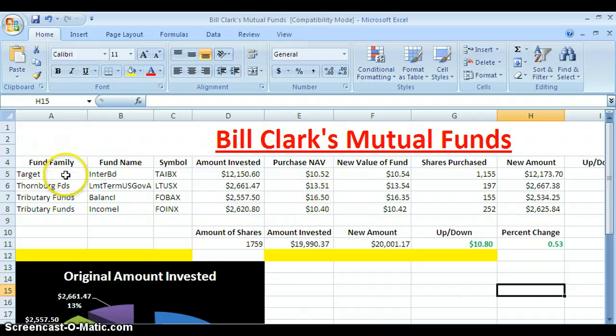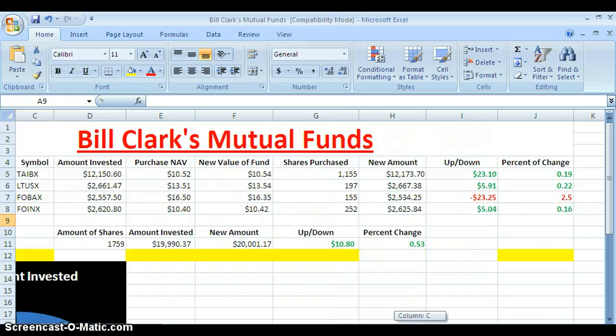These are the four different types of mutual funds that we had invested in. The first one, the fund family, is Target. The fund name is InterBD. The symbol is TAIBX. The purchase NAV was $10.52. The new value of the fund is $10.54. The shares that we had purchased on that particular mutual fund was 1,155. The percentage change was 0.19 in the green.